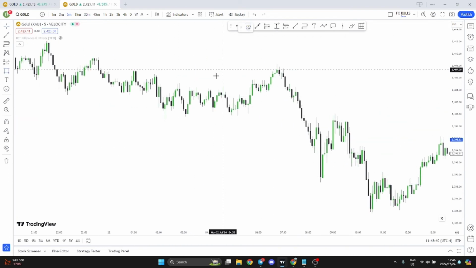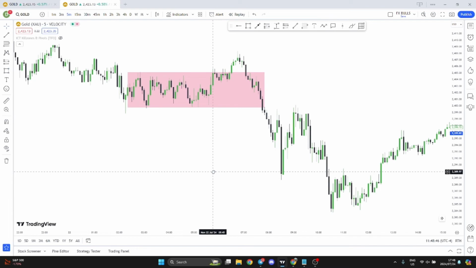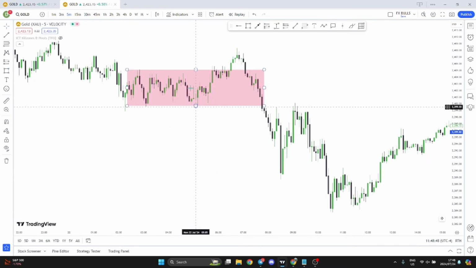Here's a good example again. Okay, you can see that price formed this range over here at the bottom. Okay, what does price do? Price moves up, closes above. Okay, now you get your idiotic traders again, and they're like, price broke out, took out the highs, let's buy. No, don't look at that.